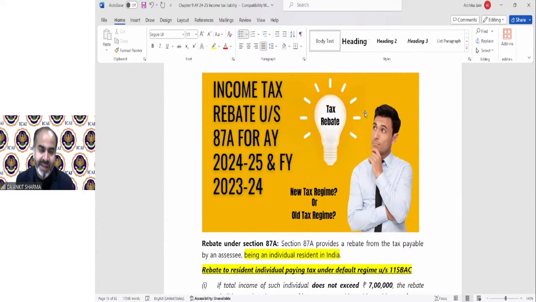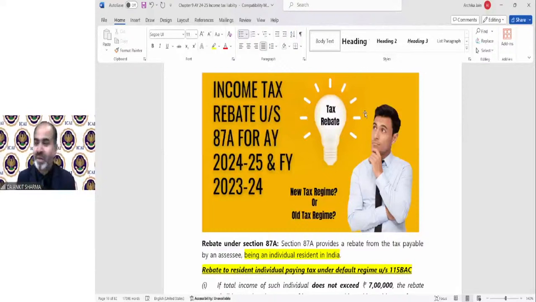Okay. Avinash is telling me the meaning of marginal relief. That means we should split the income into parts for surcharge and then add them. I don't know what you are saying, Avinash. Increase in income is more than tax. Okay. This is not marginal relief. Increase in tax more than income, it must be.